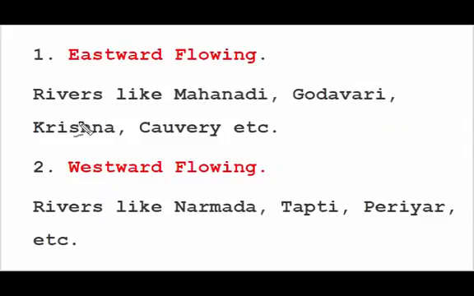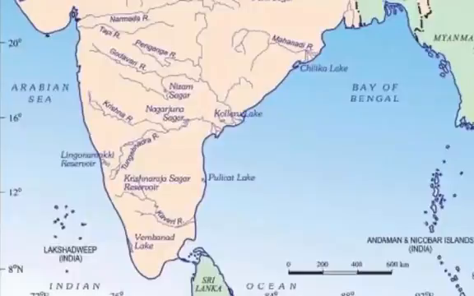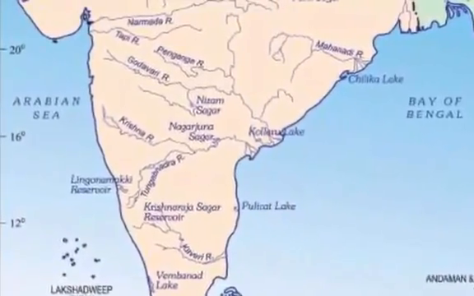So here are some names of the rivers that flow in the eastern side: Mahanadi, Godavari, Krishna and Kaveri. They flow into the Bay of Bengal. And the rivers that flow into the west side, that is in the Arabian Sea: Narmada, Tapti, Periyar. You can just have a look at this map, and I have pinpointed all these rivers. Just have a look at it.